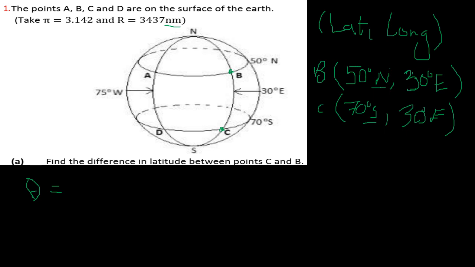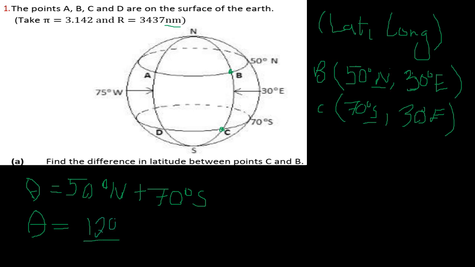So in this case, if you have north and south, which are different directions, you will simply add 50 degrees north plus 70 degrees south. But if we had the same directions, such as north and north, we would have subtracted. So to find our difference, we say 50 plus 70, which will give us 120. So this is our difference between point C and B.